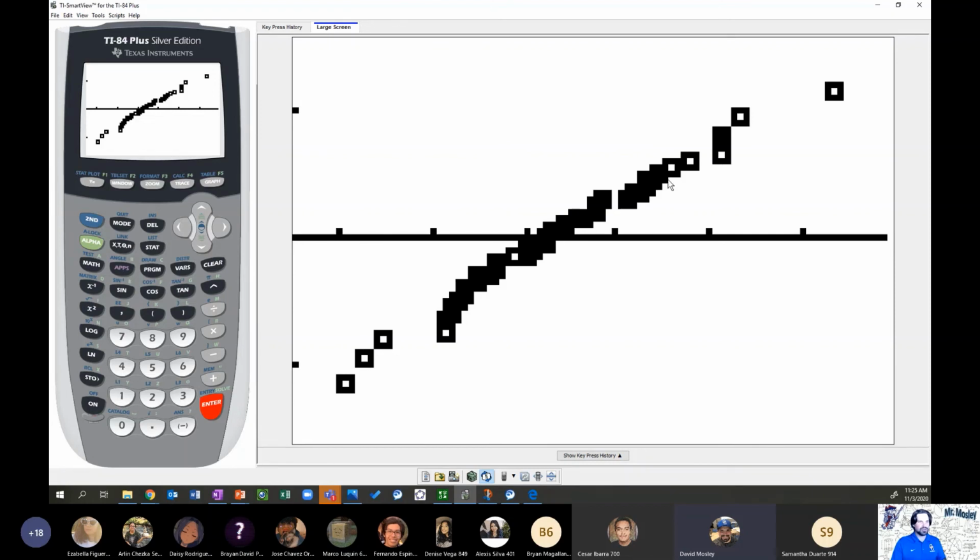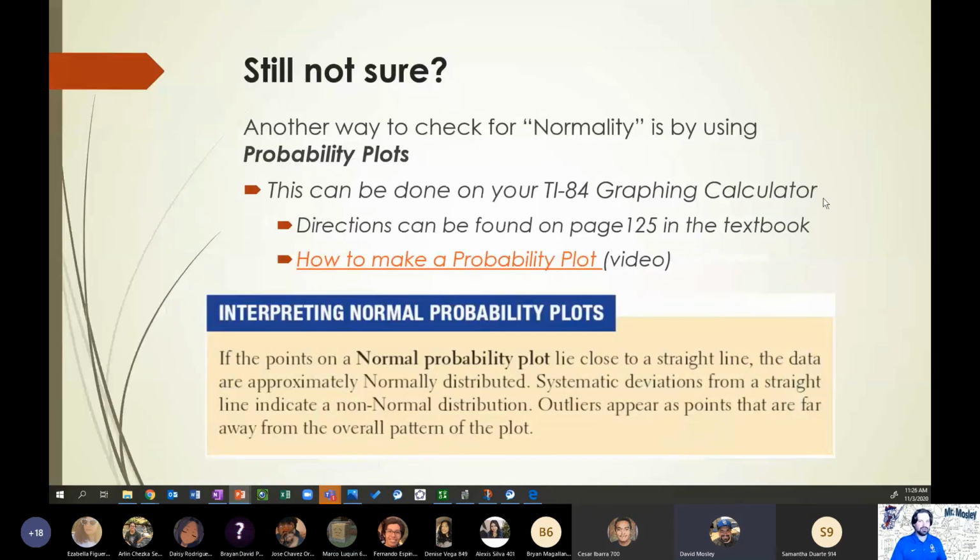This plot of points looks pretty much like a line. It's going in a very standard pattern of a line. And so that gives us more evidence that this is approximately normal. Okay. So if you've already gone through the trouble of putting the list in and making a histogram, you can also create this graph with a couple extra steps. All right. And that's it.